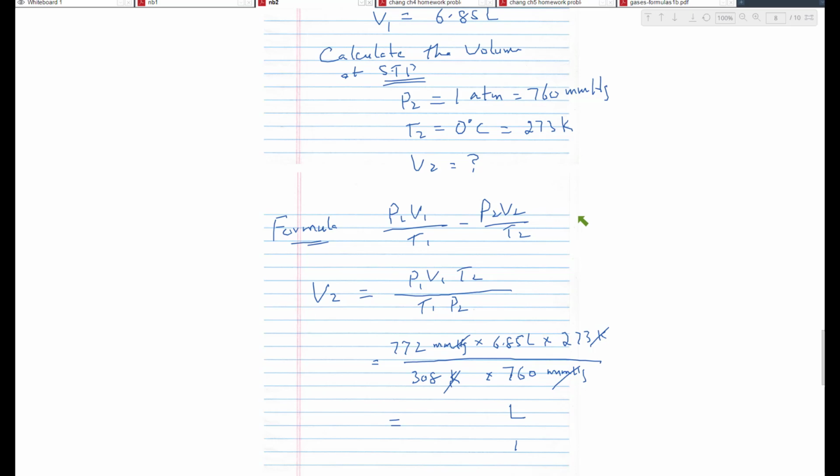Okay, and we're doing 3 sig figs. Okay, I'm getting 6.17 liters. Okay, maybe I made a mistake. 6.85 times 273 divided by 308 divided by 760. Yes, what is the answer here? You're right, 6.17 liters. That's right. That's the answer. Clear? Yes.